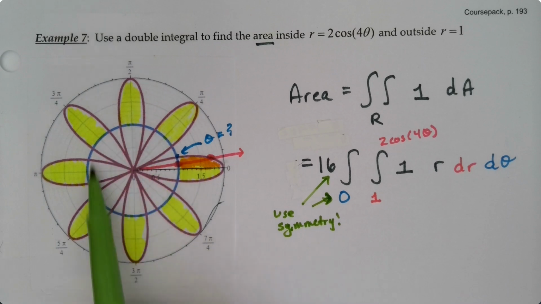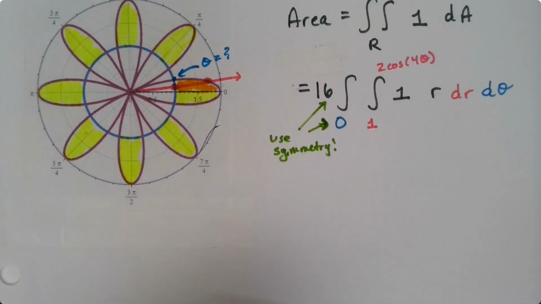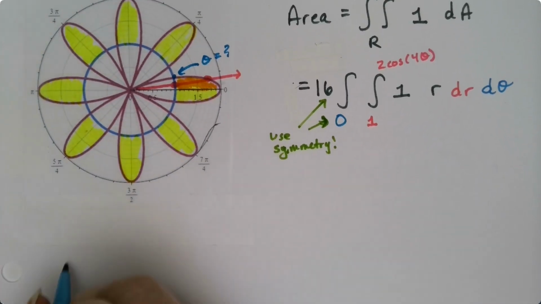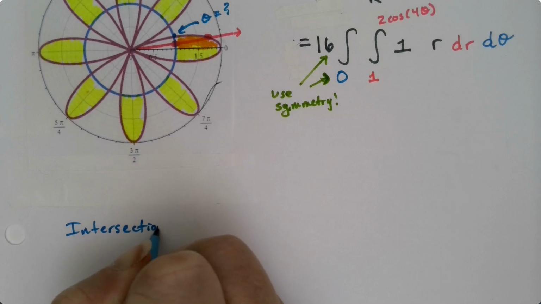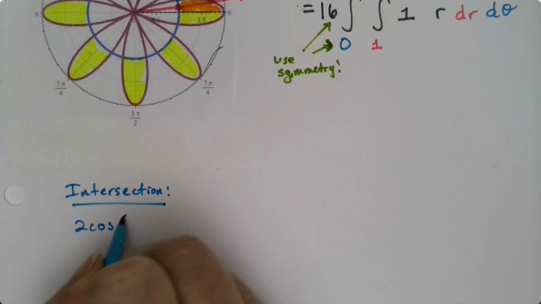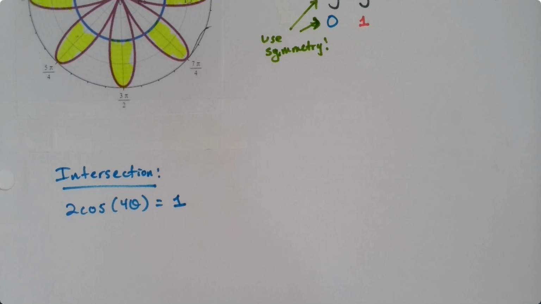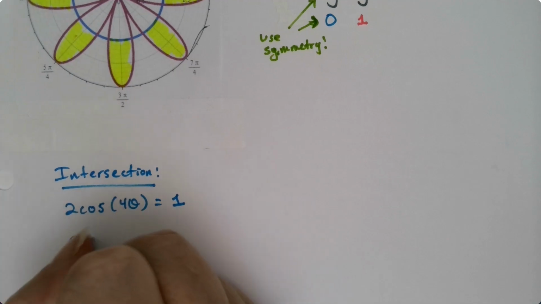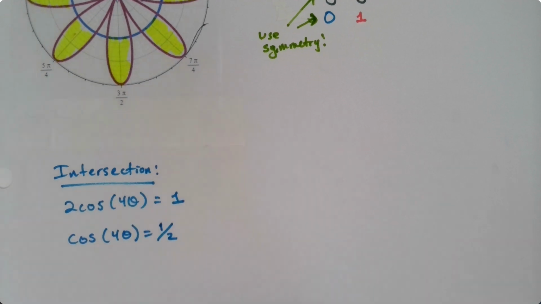Where is this ring equal to that petal? So that's where these two r values are the same. So to find theta, we're going to find the intersection. So let me just write it over here. So we need to know where 2 cosine of 4 theta is equal to 1. Okay, so that would mean the cosine of 4 theta is equal to 1/2.